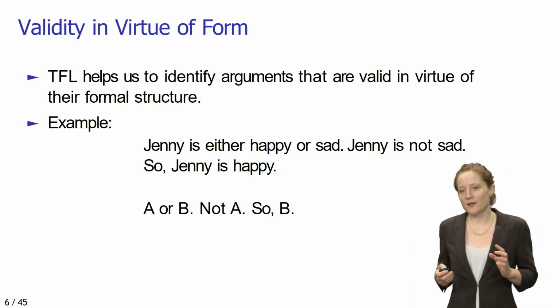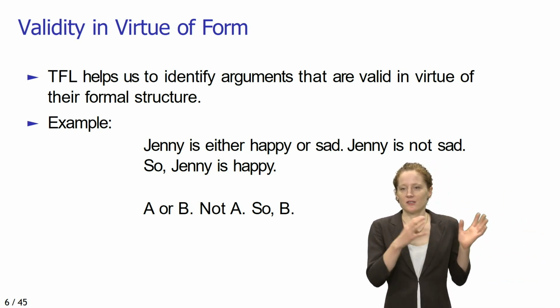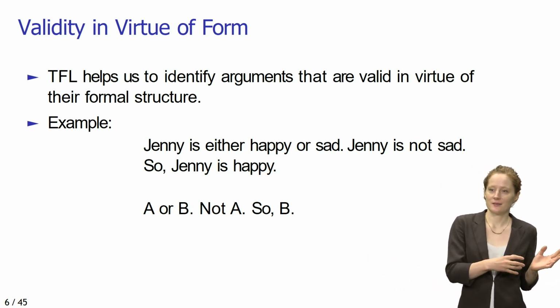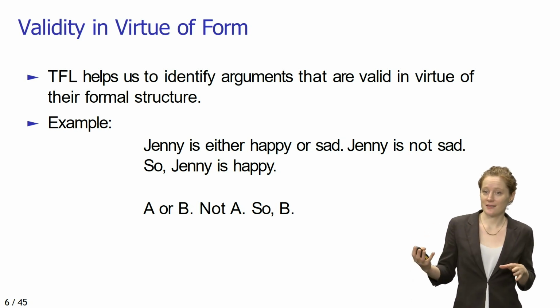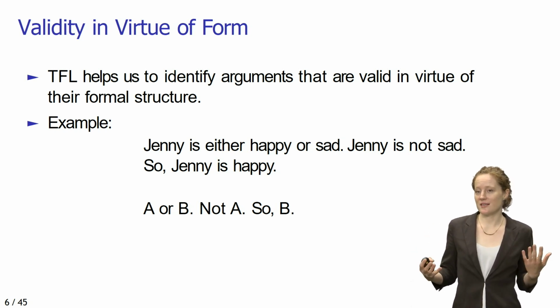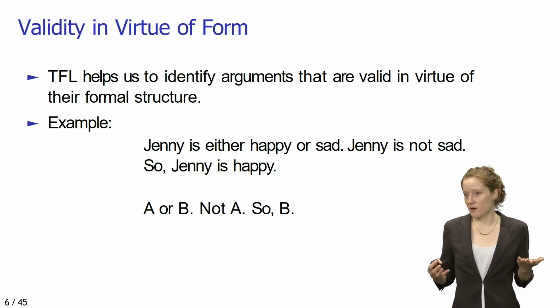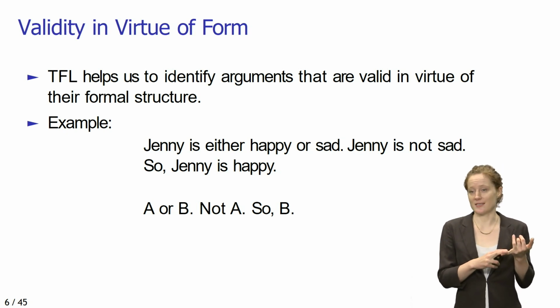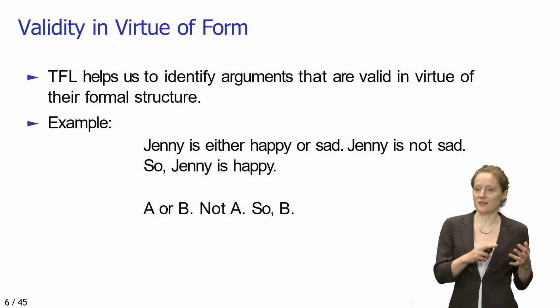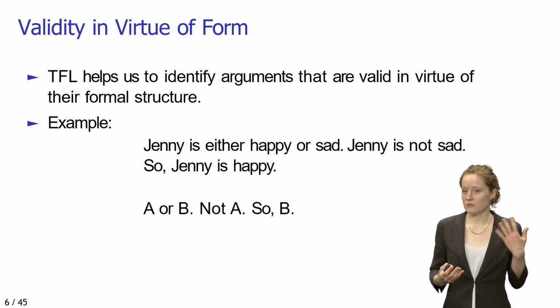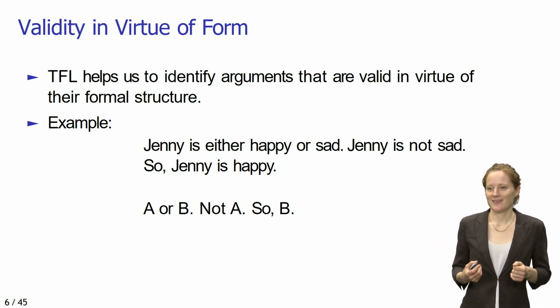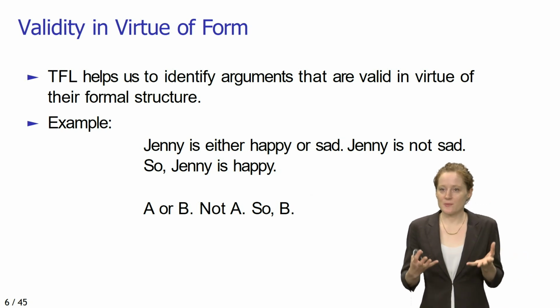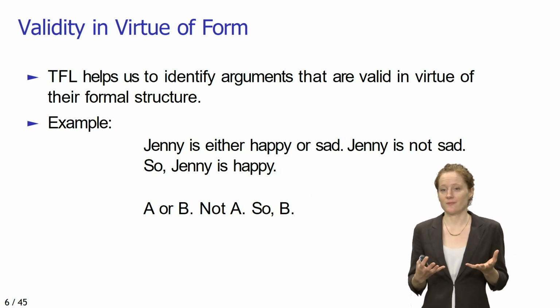So for example, think about this argument. Jenny is either happy or sad. Jenny is not sad. Therefore, Jenny is happy. The two premises of this argument are: Jenny is either happy or sad, and Jenny is not sad. And the conclusion is, so Jenny is happy. Now, this argument has a specific formal structure.